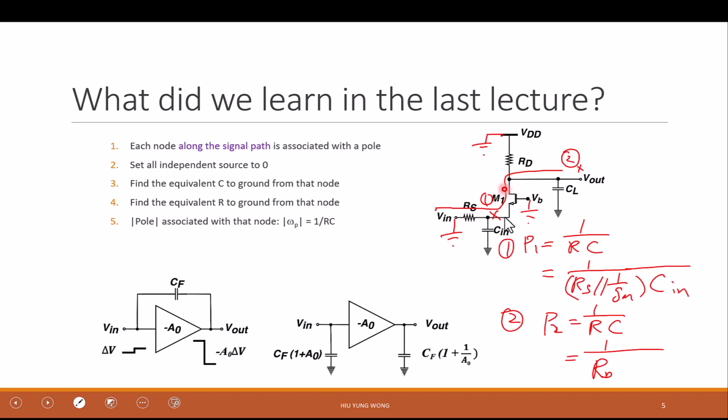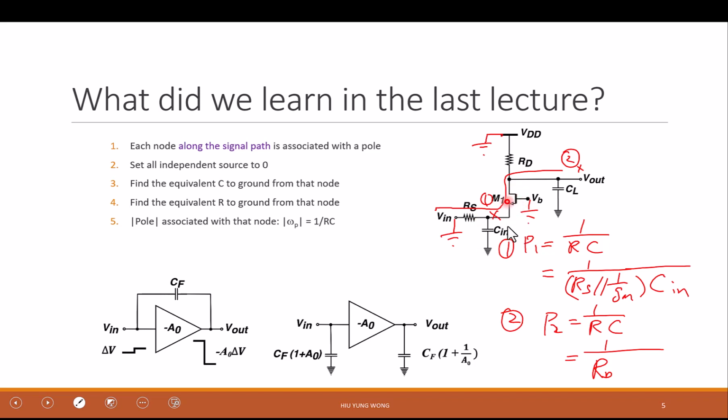There are many different answers based on your assumption, but you should give me some valid answer. What's the resistance going down? It should be the same as common source with degeneration. Very good. That is one answer.